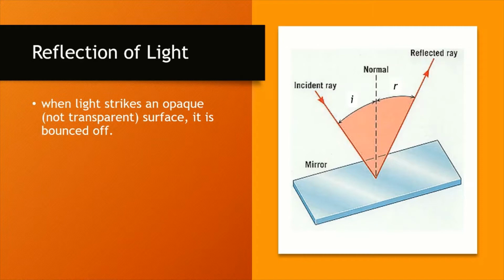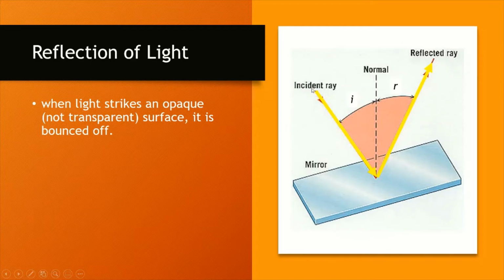Alright, today we are going to look at reflection of light. Now, what is reflection? Reflection will take place when light strikes an opaque surface. Opaque means not transparent. So light will be bounced off. Right? So this bouncing off of light is called reflection of light. When does it happen? When light strikes a non-transparent surface.